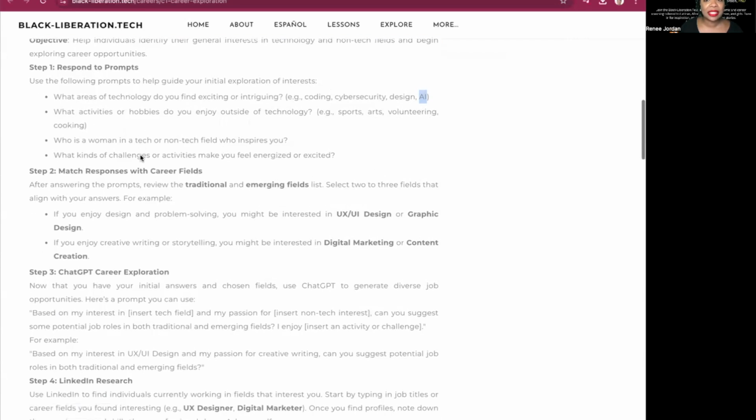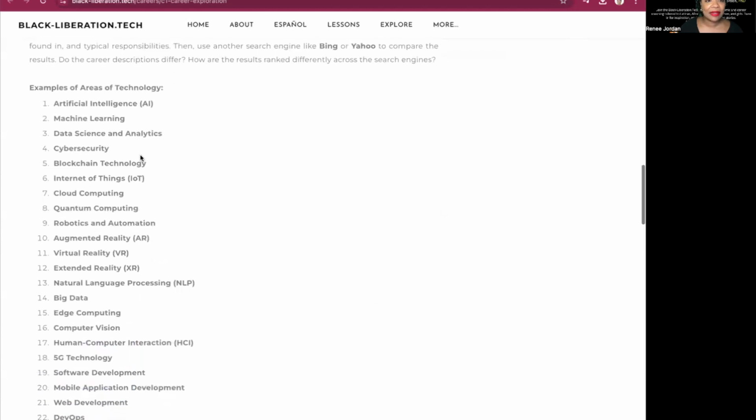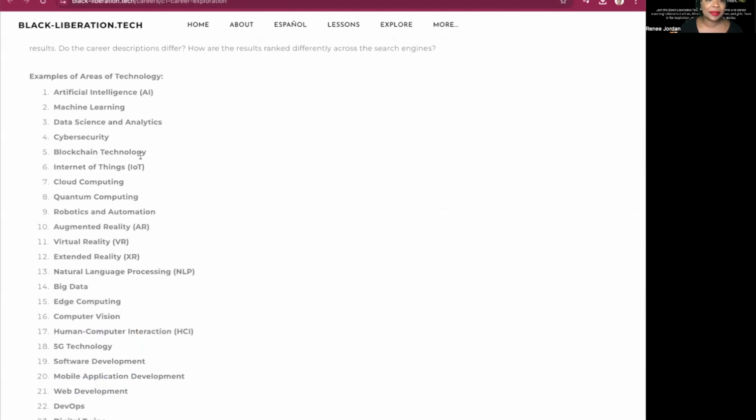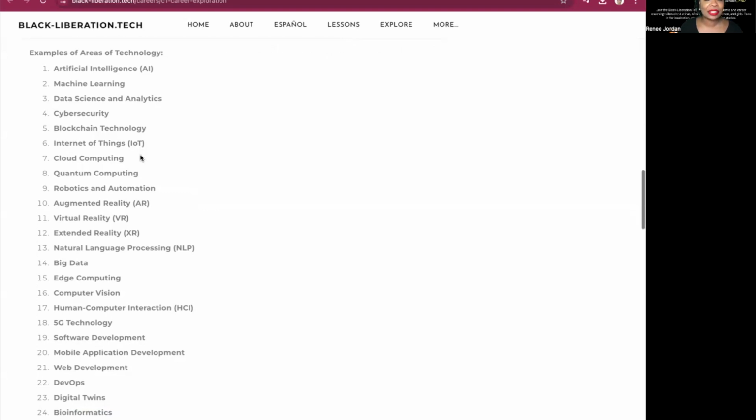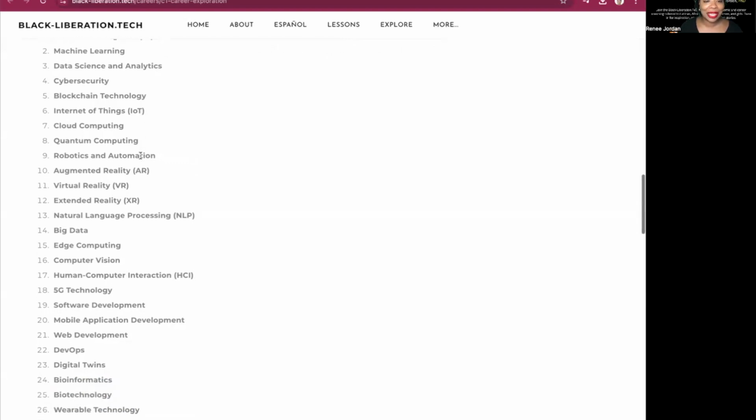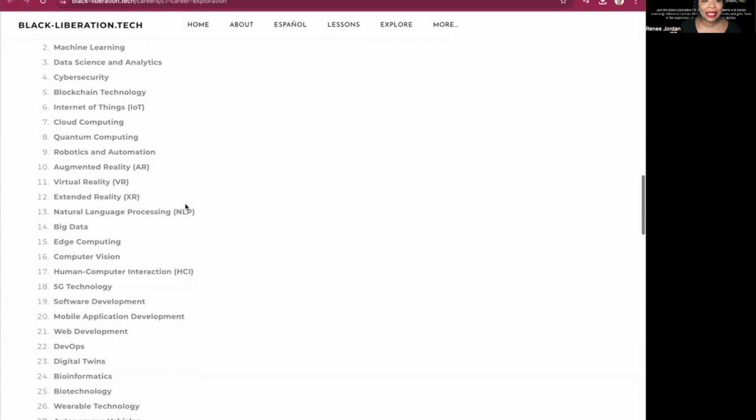Well, let me take a scroll down a little further. And here I have a list of examples of areas of technology. Those areas include artificial intelligence, AI, machine learning, data science and analytics, cybersecurity, blockchain technology, Internet of Things, cloud computing, quantum computing is way out there. And this is what I know about quantum computing: it goes beyond ones and zeros. If you want to find out more about quantum computing, I want to encourage you to do a Google search and find out, is it worth your further inquiry? Feel free to put in the comments if you do know about quantum computing and you want to tell others about it. Other areas of technology include robotics and automation.